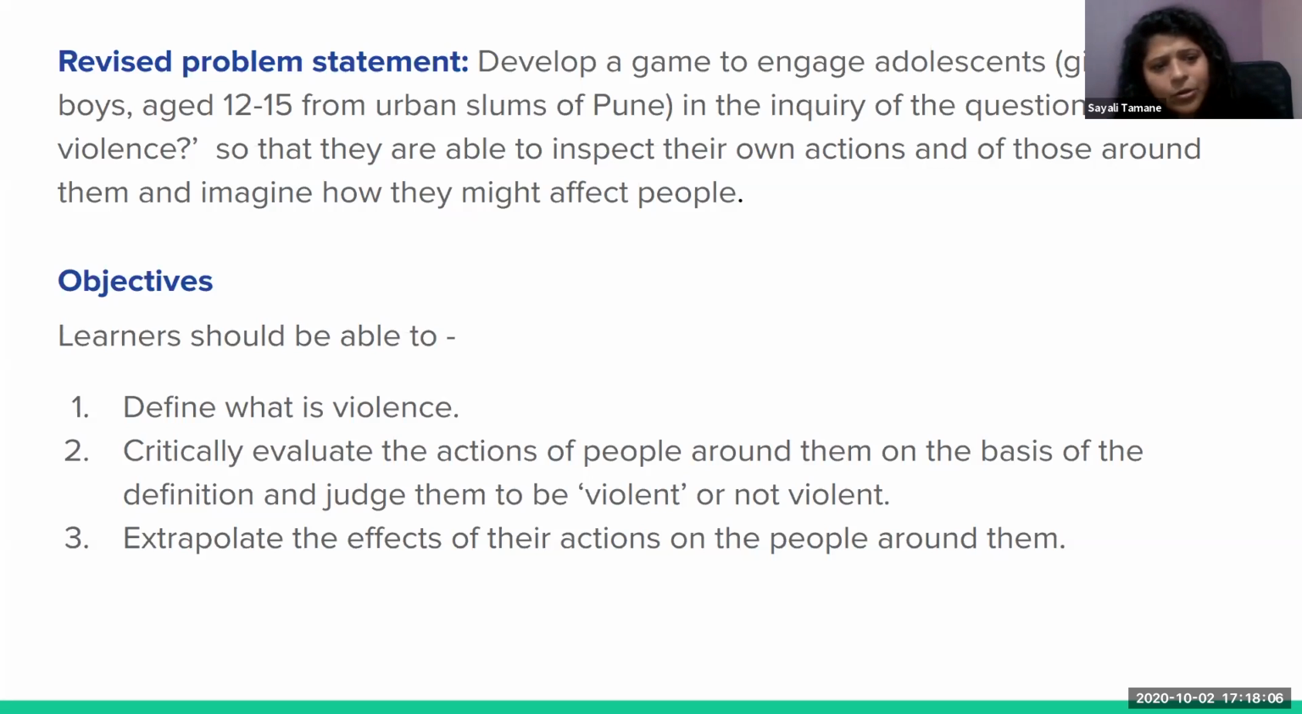And then based on this revised task statement, we wrote out objectives wherein the learner should be able to define what is violence, then critically evaluate the actions of people and judge them to be violent or not violent, and then extrapolate the effects of the actions on the people involved in the action. So these were the three objectives that we kept in our mind then.